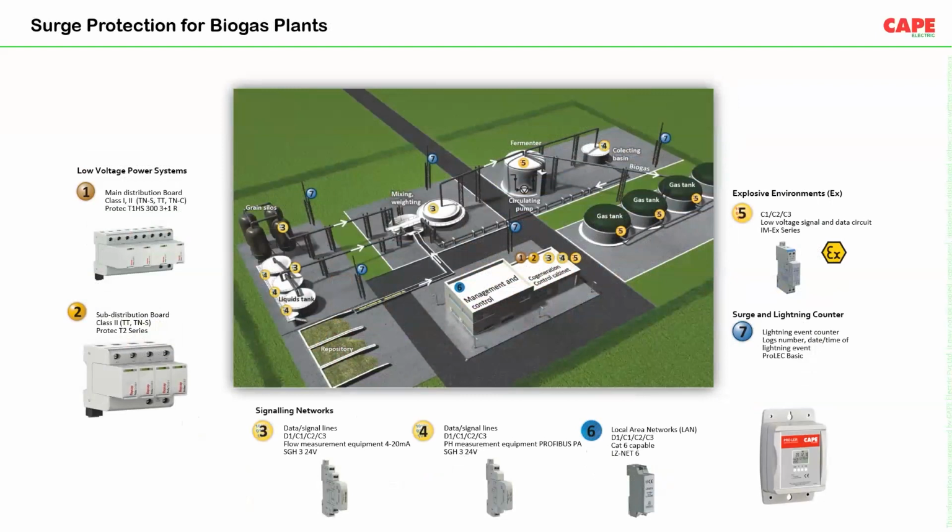A similar arrangement is there for the biogas plants also. For the main panel, class 1 SPD. For the sub-distribution board, class 2 SPD. For signaling, RS-485 SPD with a ground cable. Then if there is a shielded cable, RS-rated SPD needs to be used. Then for LAN communication, Cat6 SPD needs to be used. Surge and lightning counters should be used wherever required.